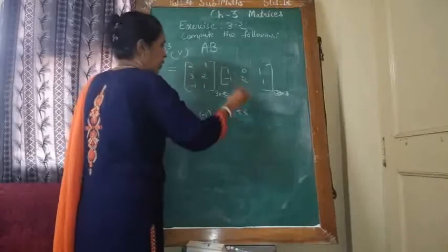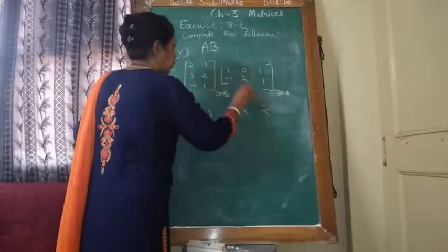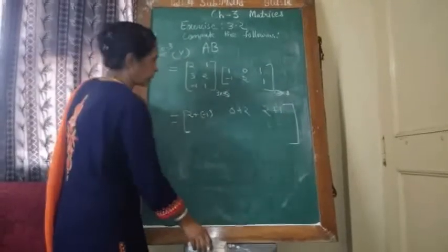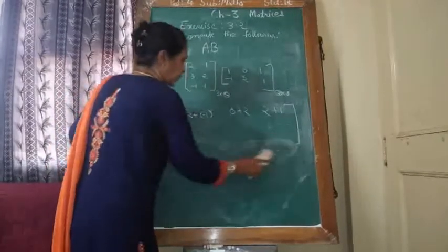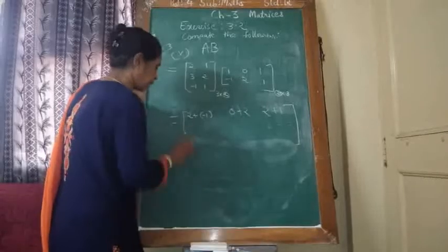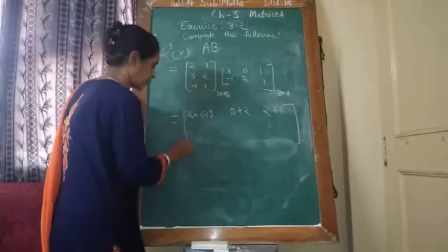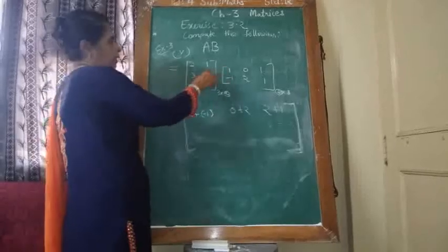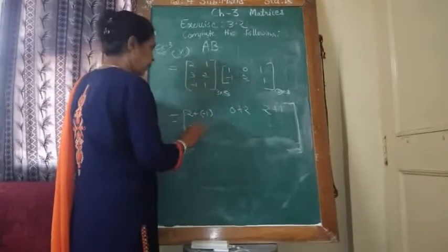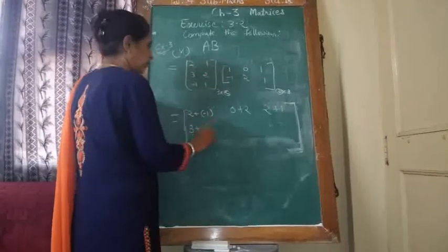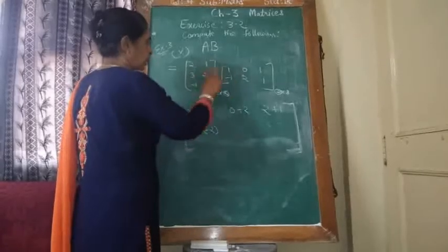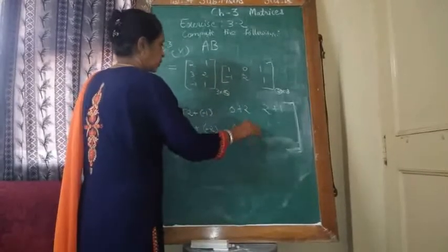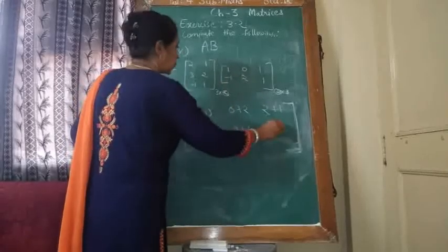First row, third column. 2 1s are 2. 1 1s are 1. And we get a 3 cross 3 order matrix. Output matrix is 3 cross 3. So we require some more space. Okay? Second row, first column, 3 1s are 3 plus 2 into minus 1, minus 2. Second row, 3 into 0, 0. 2 2s are 4. 3 1s are 3. 2 1s are 2.